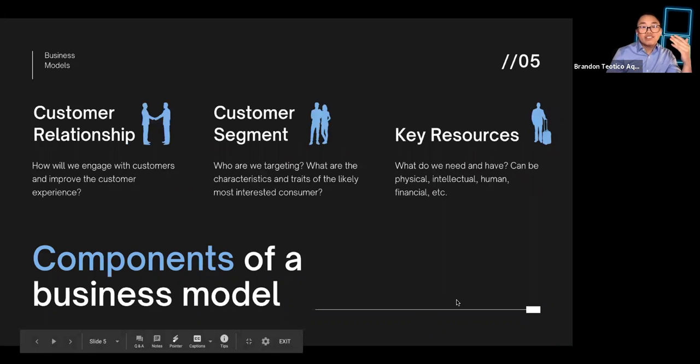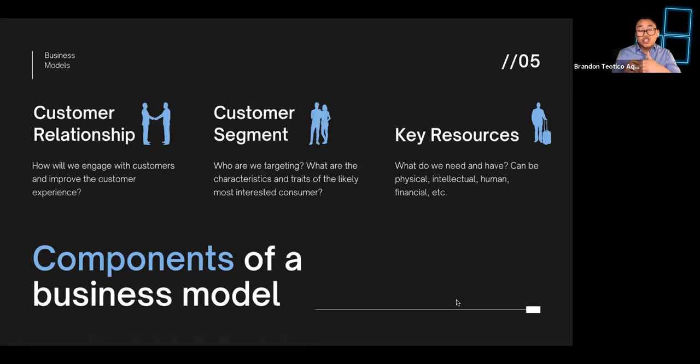And then moving on, we have these two here. These go hand in hand with each other, and that's customer relationship and customer segment. These ask 2 questions in regards to the customer, as the title might suggest. Customer relationship asks the question of how. How are we going to engage with the customer? And then customer segment asks the question of who. That is, who are we targeting? Who is our demographic? And then here we have our 6th component, and that's key resources. And that asks, what do we have and what do we need? This can include more than just physical stuff. It can include intellectual resources, human resources, and also financial resources.